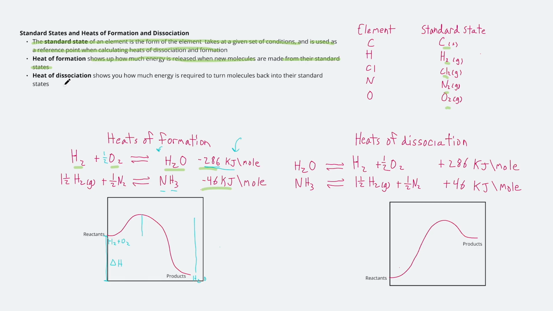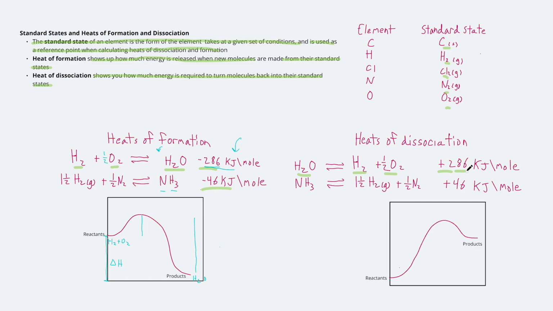Now we'll go over the heat of dissociation. And the heat of dissociation is the exact opposite of the heat of formation. The heat of dissociation looks at how much energy is required to take the elements that are in a molecule and turn them back into their standard states. So if you look at our example down here, it's the exact opposite of what we have on the left. So we're going from water to the elements in their standard state. And the heat of dissociation is going to be the exact same magnitude as the heat of formation, but the opposite sign. So you're basically just working exactly backwards on your curve.